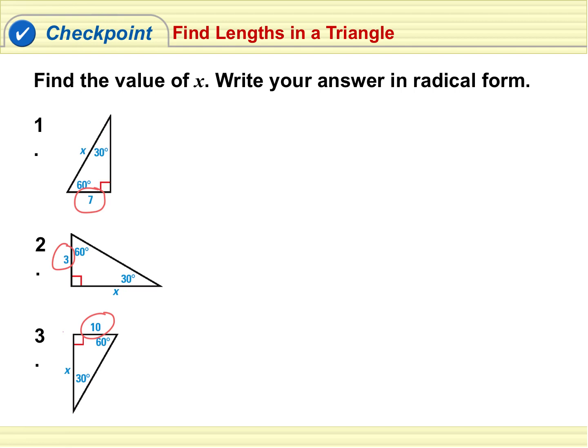How do I go from short leg to hypotenuse? Times by 2, right? We're going to the hypotenuse, so we need to multiply 7 times 2 to give us 14. So that is my hypotenuse.